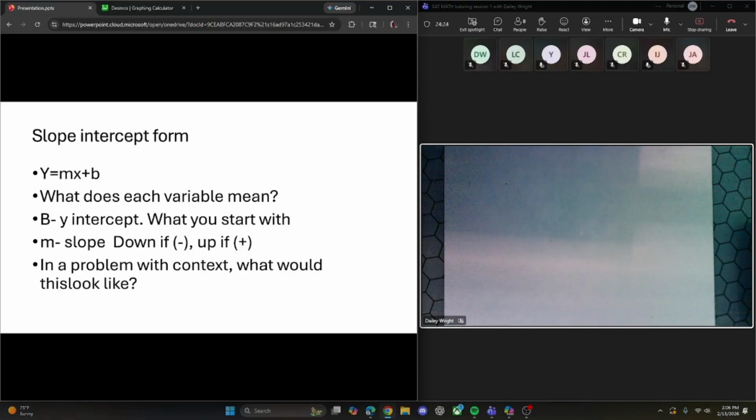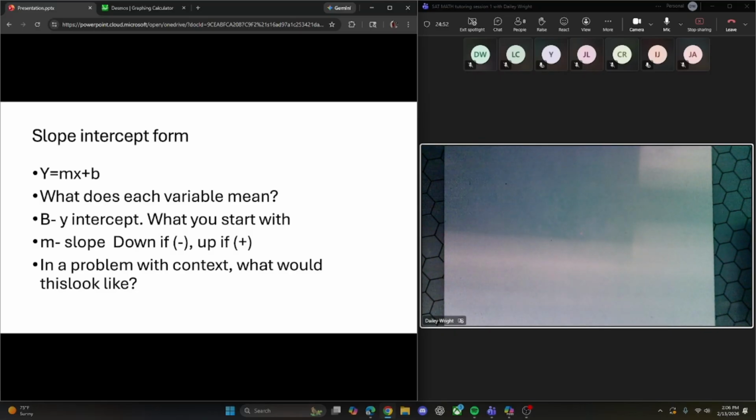So the first thing we're going to go over is slope-intercept form. The equation you'll see this in is y equals mx plus b. This is a big part of the SAT. You'll see this in so many of the problems. I would say probably at least 10% of the problems will have an equation that is in slope-intercept form or close to slope-intercept form, and it wants you to solve for it.